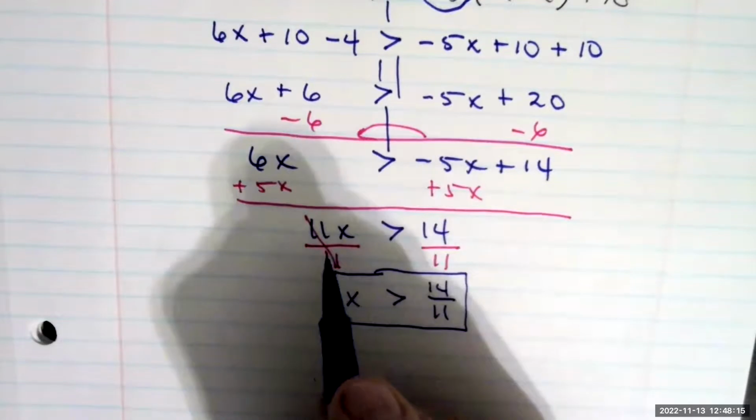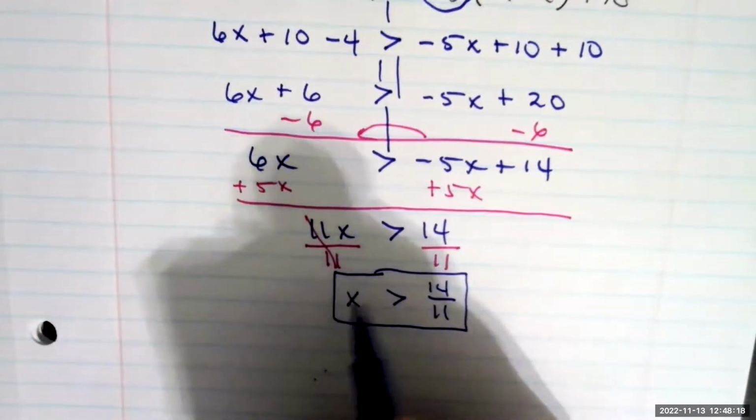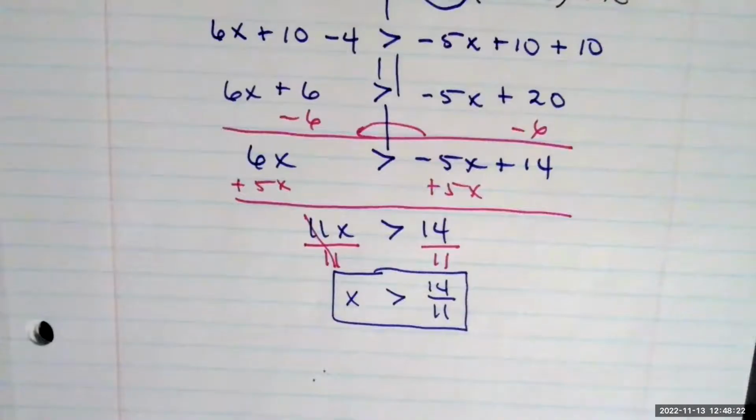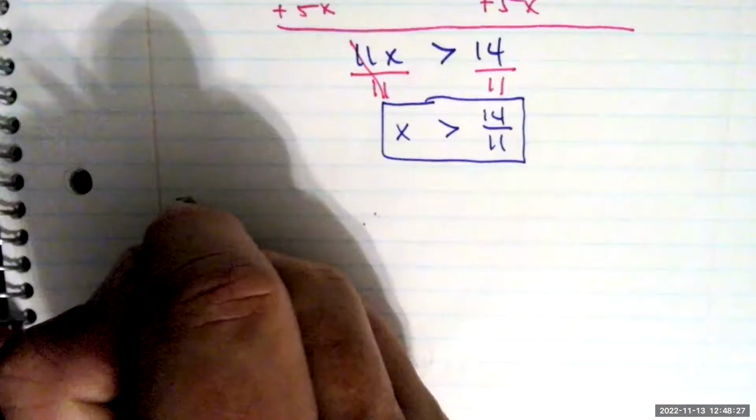Now, notice I did not divide by a negative number. It's a positive number. So I didn't have to flip anything here. And that's our answer. It wasn't so bad, was it? Only took half a page, right? All right. So those are the best ones to do. Number 7.